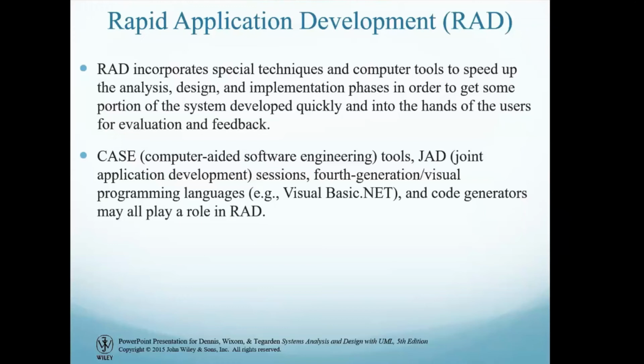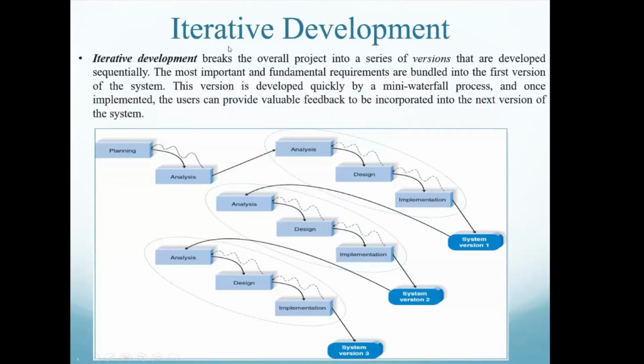So for this rapid application development, there are different strategies. Okay, so what are these different strategies? One strategy is iterative development. Okay, this one works quickly, like a parallel system. But the most focus here is what? They divide the system into different versions.